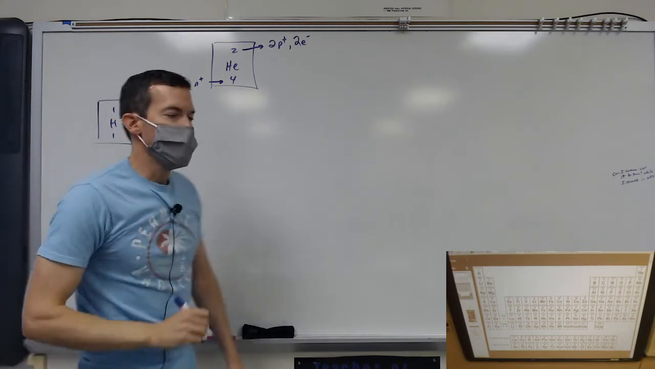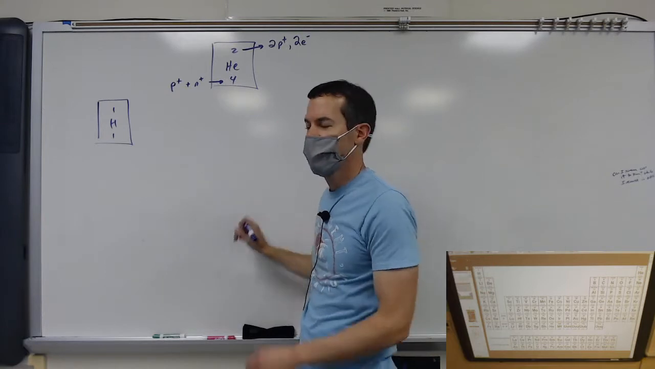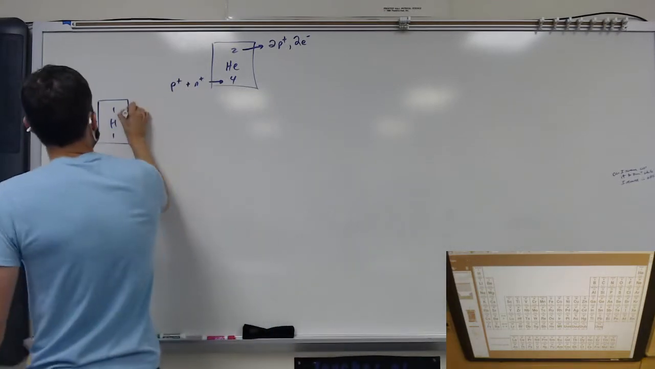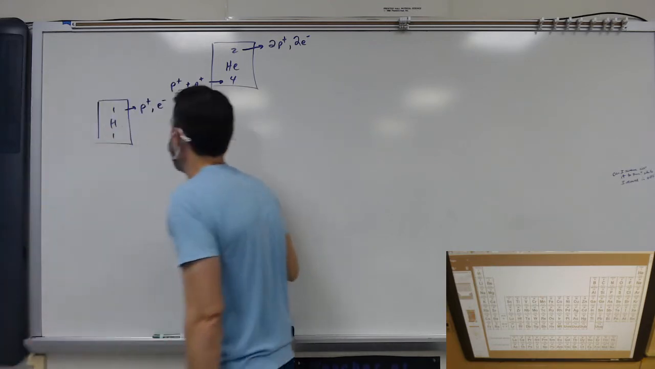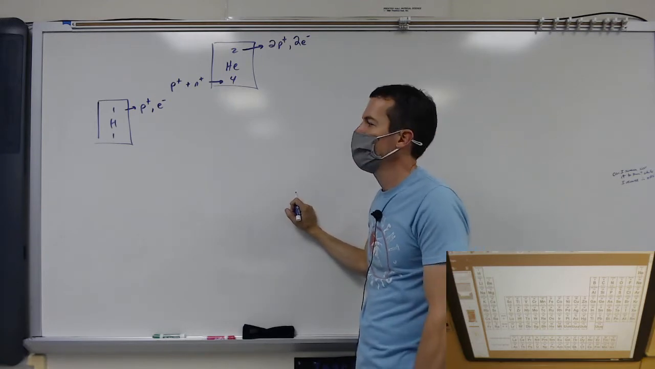All right, so here's hydrogen. How many protons does hydrogen have? 1. How many electrons? 1. So it's got a proton and an electron. How many neutrons does it have? 0. Why is that?